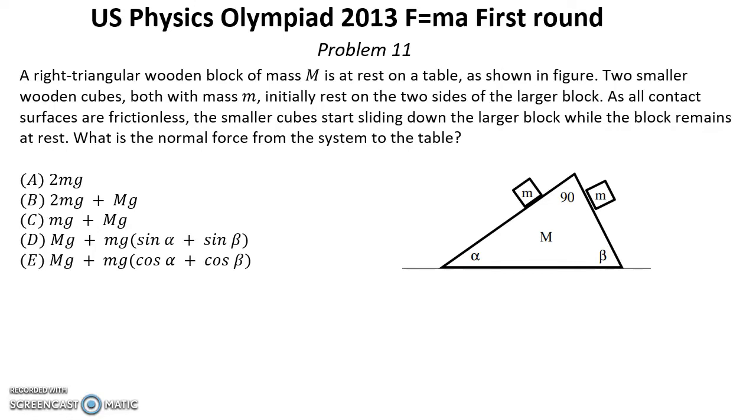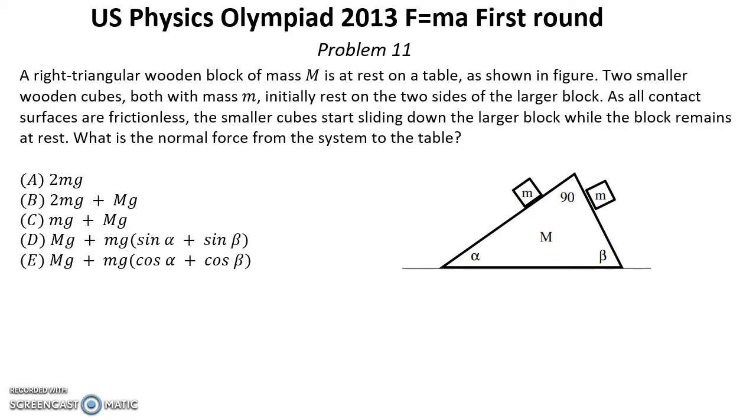Problem number 11. A right triangle wooden block of mass big M is at rest on a table, as shown in the figure. Two small wooden blocks, both with mass small m, initially rest on the two sides of the larger block. As all contact surfaces are frictionless, the small cubes start sliding down the larger block while the block remains at rest. What is the normal force from the system to the table?